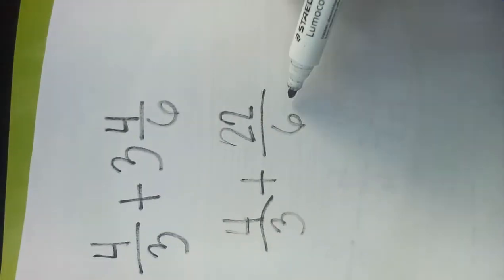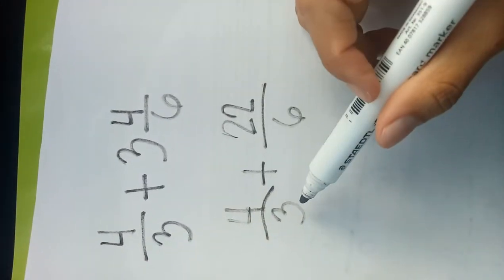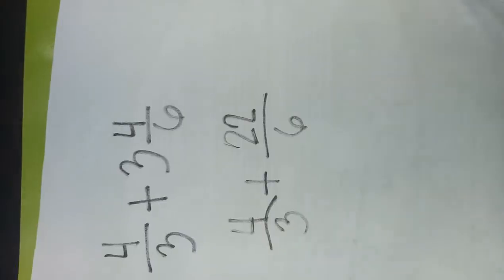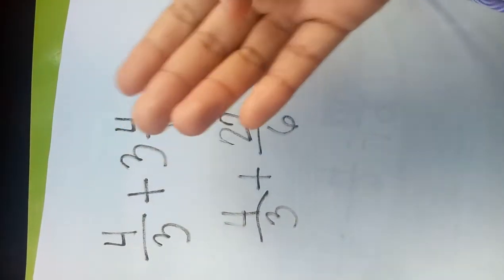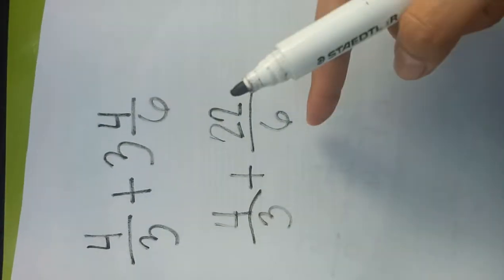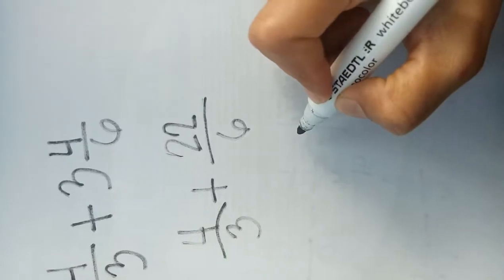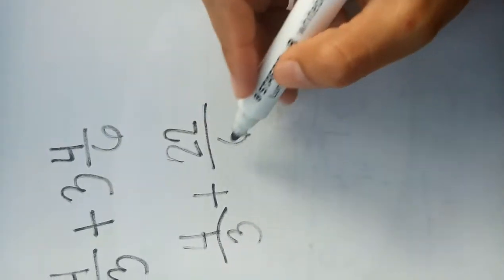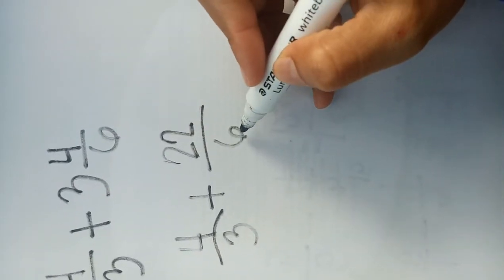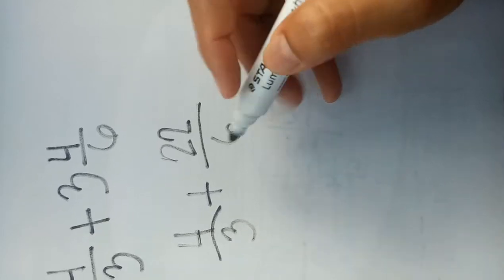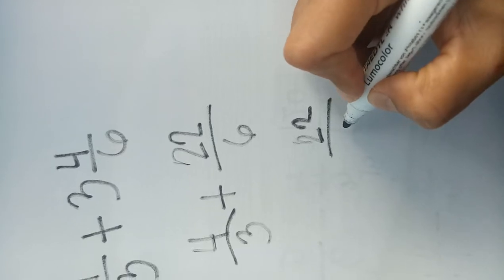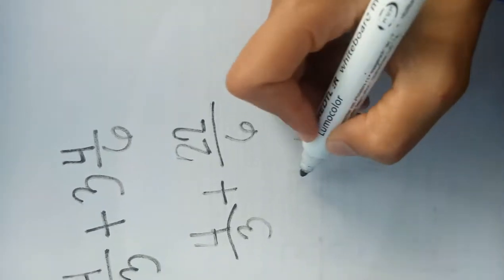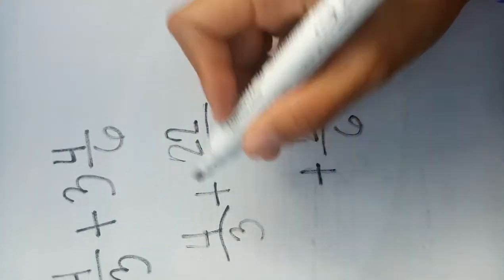Since 6 is a multiple of 3, if we check our times table of 3, we know that 6 is in it: 3, 6, 9, 12. Yes, 6 is in the times table of 3. So I'm going to use 6 as our denominator. I'm just going to copy this fraction since it already has 6: 22 over 6. Then plus, I'm going to copy the sign.